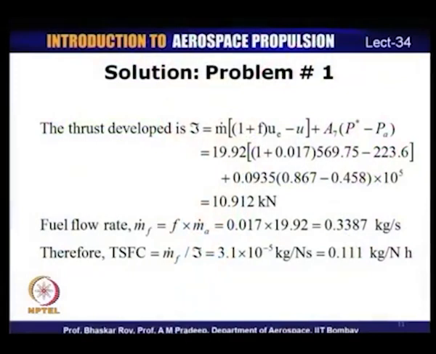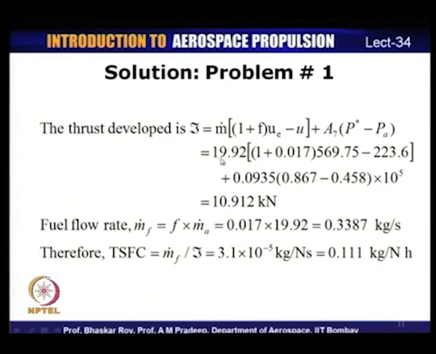So, thrust is defined as m dot A into ((1 plus f) U E minus U) plus (P E minus P A) into A E. So, all these parameters are now known to us, and so we can calculate the thrust generated by the turbojet engine, and subsequently also the thrust specific fuel consumption, that is TSFC. So, thrust developed is equal to m dot into ((1 plus f) U E minus U) plus A7 into (P star minus P A), because P E is equal to P star.